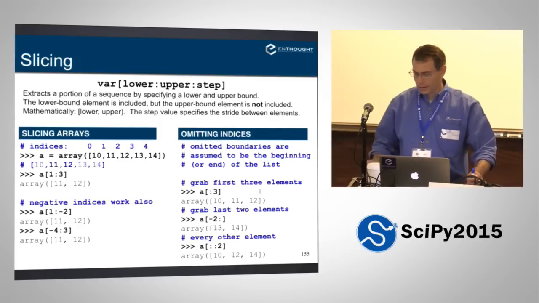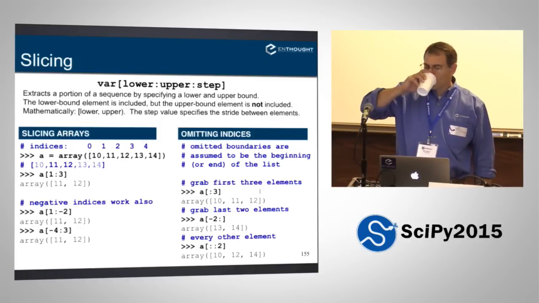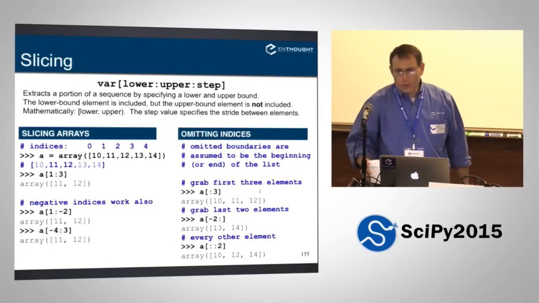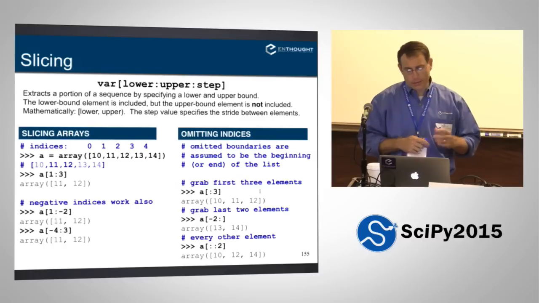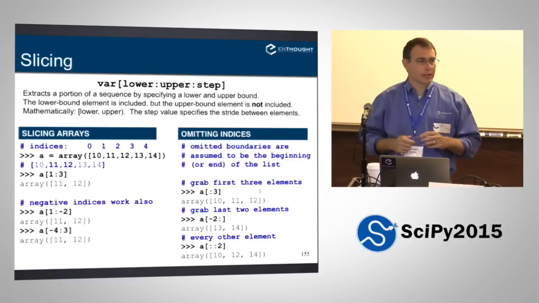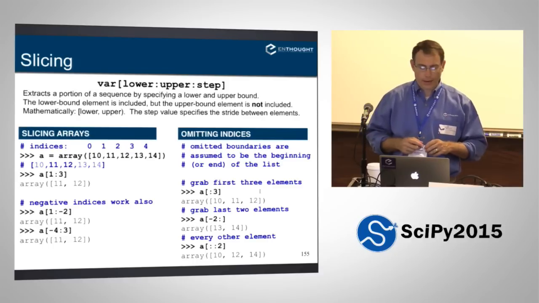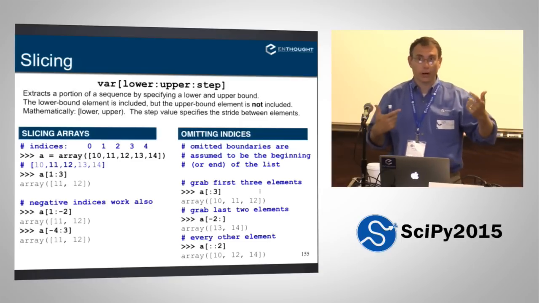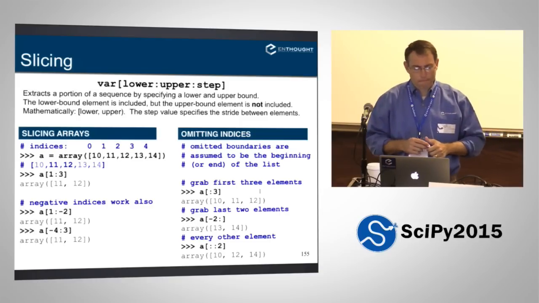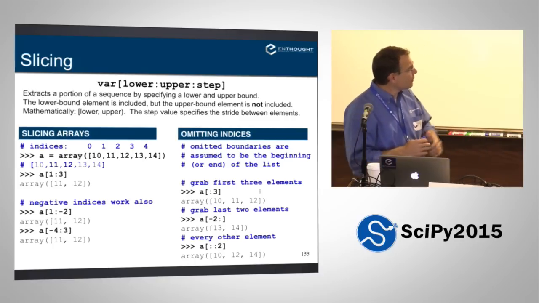Slicing. It didn't take us long to get there, right? So slicing is a really big deal. It's a fun thing in Python with lists. For NumPy, it's an essential thing to understand. So you need to have a good grasp of this. It's how we do all of our math, or how we do all of our looping, it turns out. So let's look at this. We have A here.